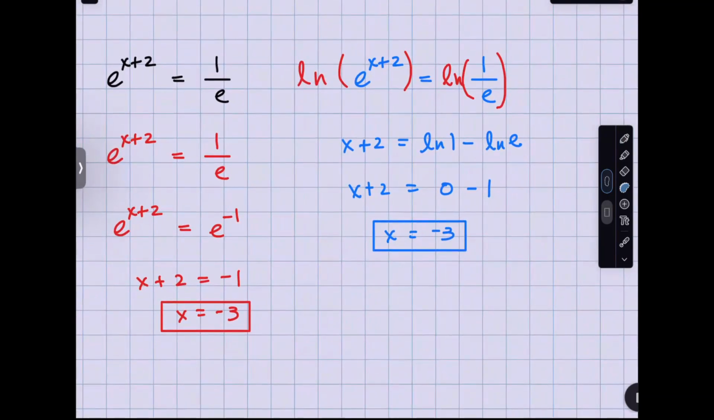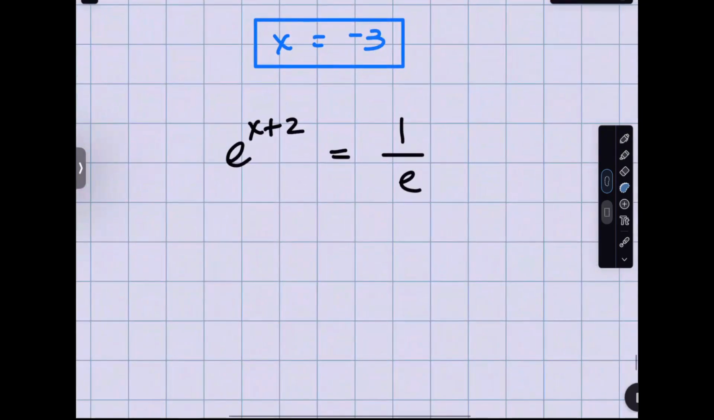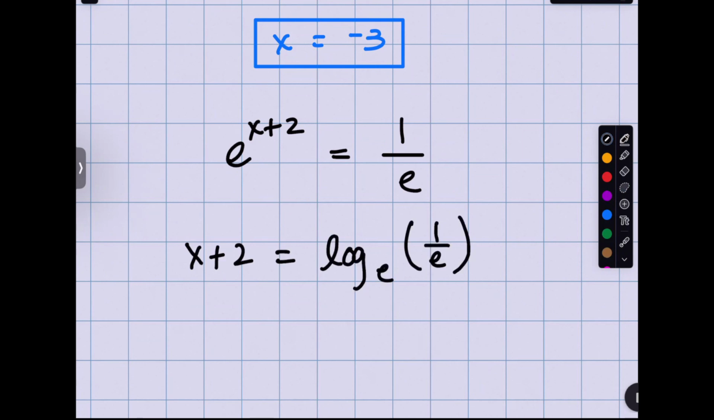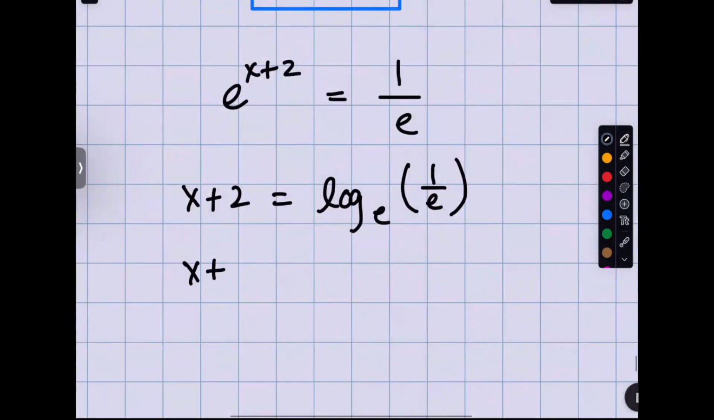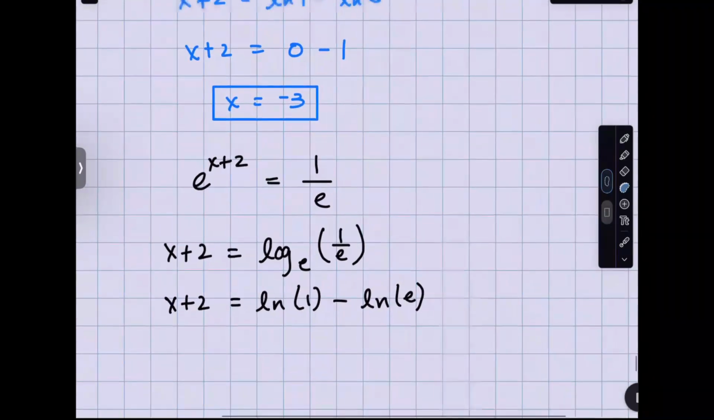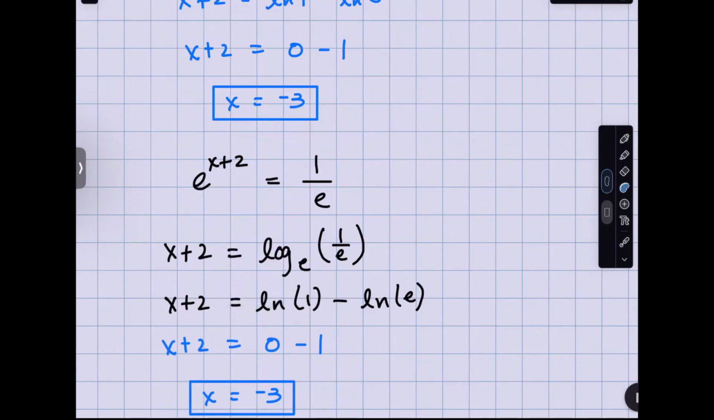Okay. Can we convert this to log form? If we convert it to log form, isn't it going to be x plus 2 equals log base e of 1 divided by e, which is also the quotient rule? Wait a minute, that looks familiar. It looks like these. Look at that. Oh my goodness. We have a same.